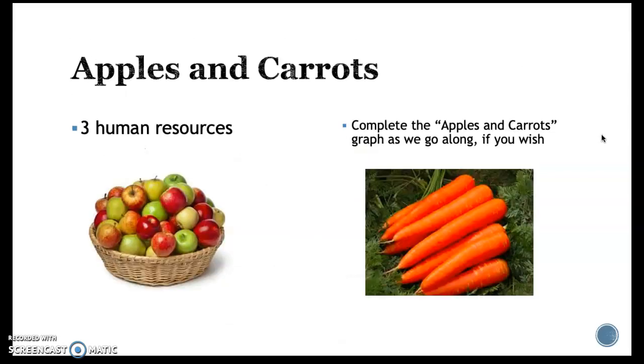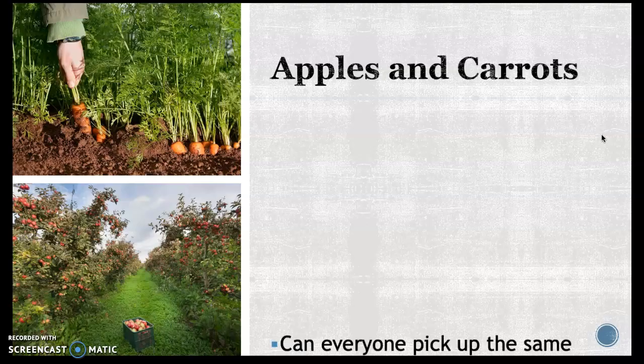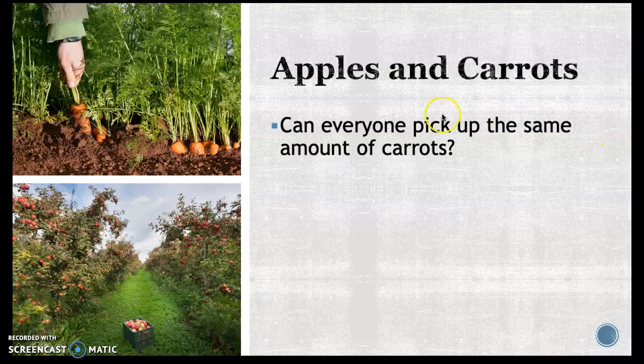So to hit this idea home, we're going to look at an example of apples and carrots. On Schoology, there's a PDF file called Apples and Carrots that you can complete as we go along if you want to. It's not required, but it might be good practice. So we're going to look at the production of both apples and carrots, our 2 goods. And we're going to say that we have 3 human resources, aka 3 workers, to start off producing these goods. So as we look at where carrots are grown, can everyone pick up the same amount of carrots? We are going to say yes. Everyone has the ability to bend over and pull carrots from the ground.